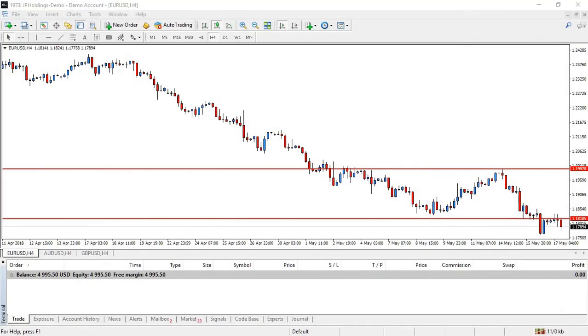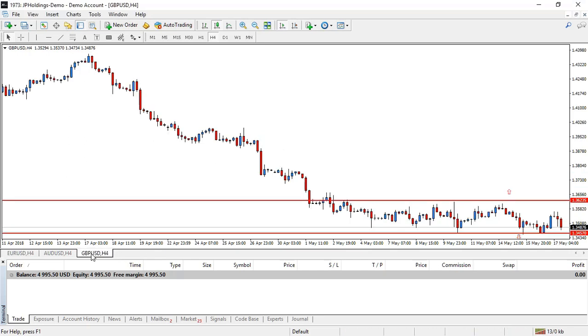Welcome back, traders. Let's have a follow-up on the three currencies that we were looking at on Tuesday. We were looking at the euro dollar, the Aussie dollar, and the pound dollar. And we saw that starting with the pound dollar, we had a pretty decent range that things are trading inside.